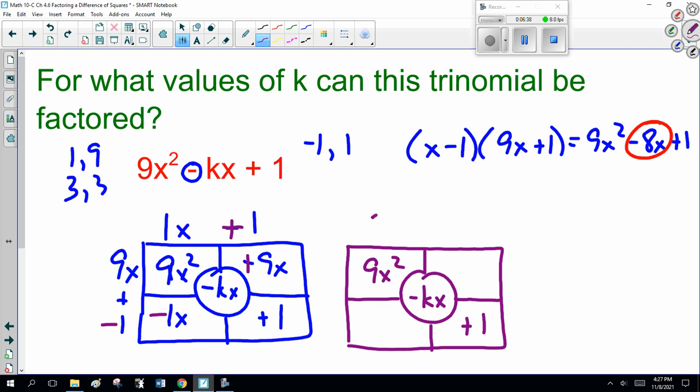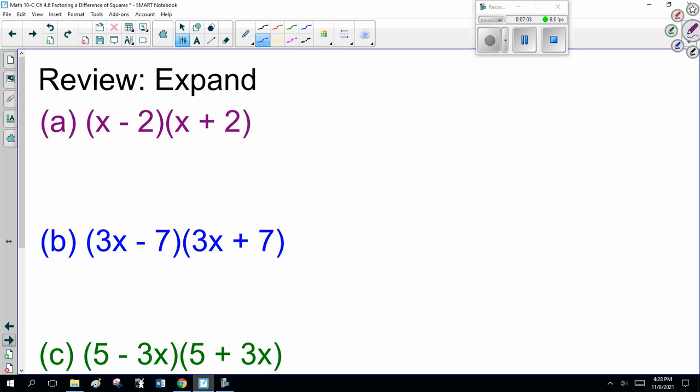Let's do the 3x. And 3x, if I go minus 1 plus 1, this is 3x minus 3x. Oh, there's only one value that works. That becomes 0. So the only value of k here I can use is 8. Now that's sneaky, I admit that.